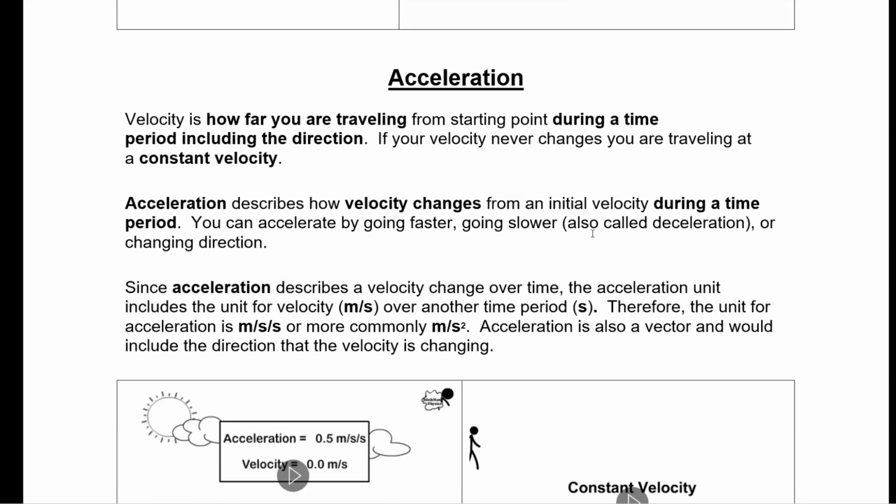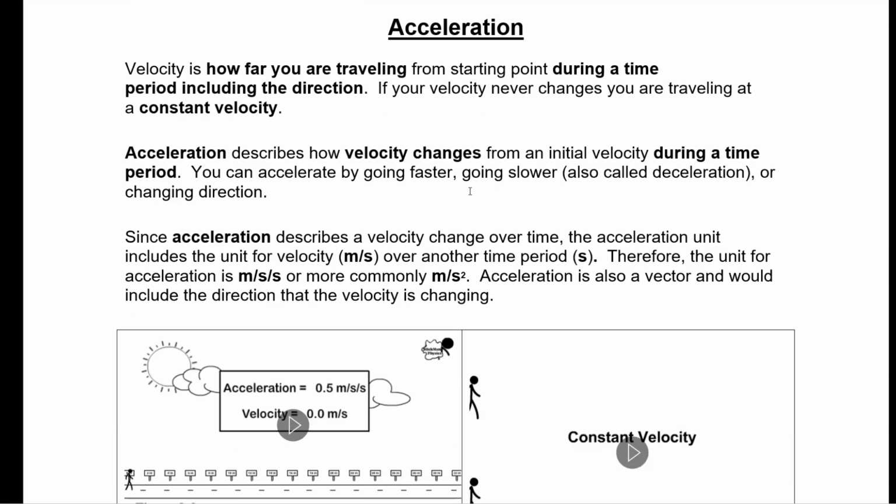All right, so acceleration. Velocity is how far we're traveling from our starting point during a time period, including our direction, right? So if our velocity never changes, you're traveling at a constant velocity. But what happens if that velocity does change? Well, that's called acceleration. It describes how velocity changes from our initial velocity over a period of time. So you can accelerate by going faster. You can accelerate by going forward, or by going slower. We also call that deceleration.